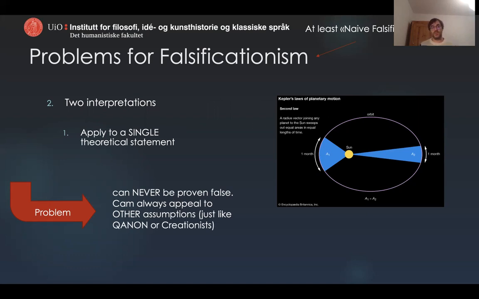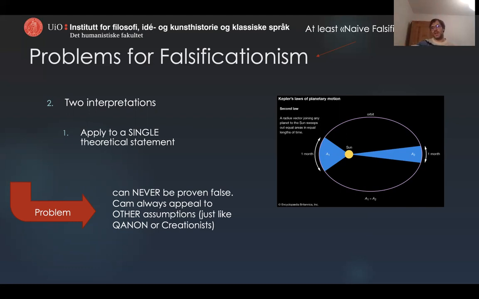One on which you apply it to a single scientific statement. Okay, now let's look. You take a scientific statement and say it's falsifiable. So, for example, you could take Kepler's law of the planetary motions, where the radius vector joining any planet to the sun sweeps out equal areas in equal lengths of time. So that's the speed with which the planets will move around the sun.